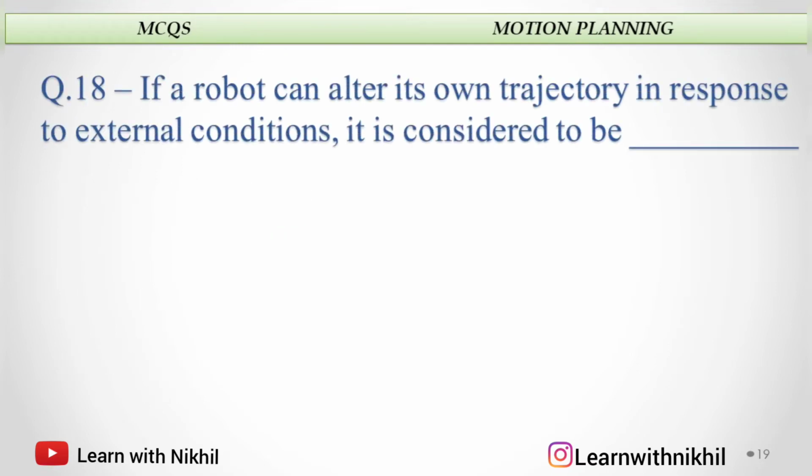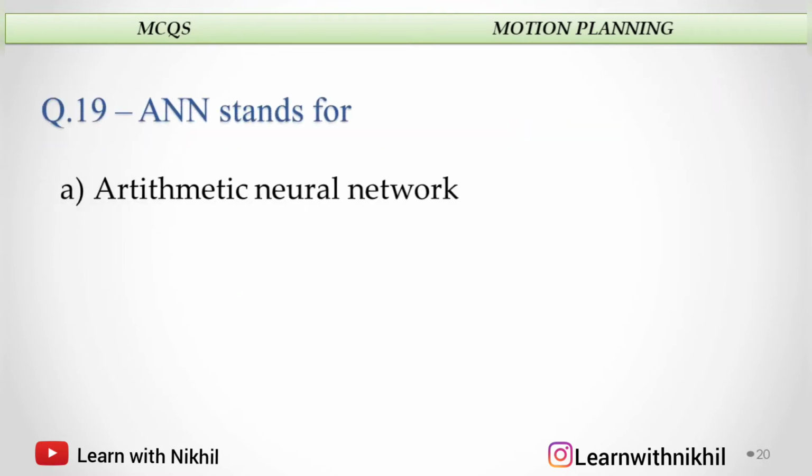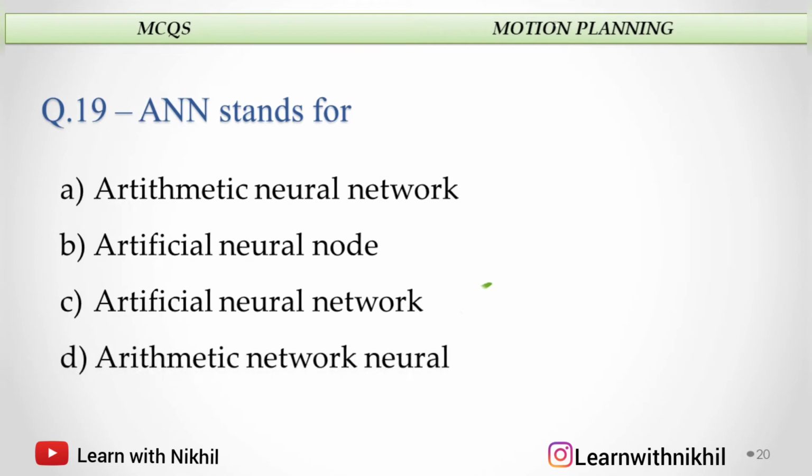Next, if a robot can alter its own trajectory in response to external condition, it is considered to be intelligent. Next, ANN stands for artificial neural network.